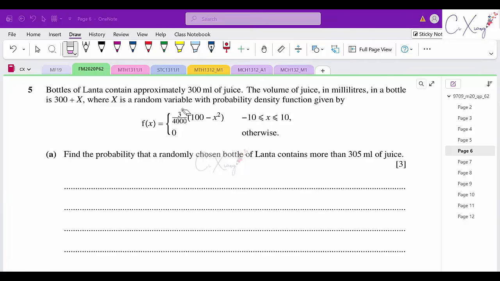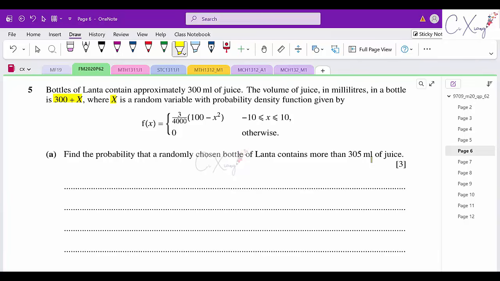Okay, we are now at question number 5. A bottle of Lanta contains approximately 300 milliliters of juice. Then the volume of juice in milliliters in a bottle is 300 plus x, where x is a random variable with the probability density function as shown here. They want us to find the probability that a randomly chosen bottle of Lanta contains more than 305 milliliters of juice. What does it mean for this particular question?